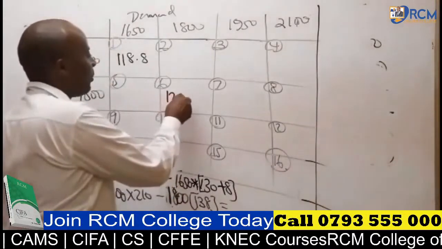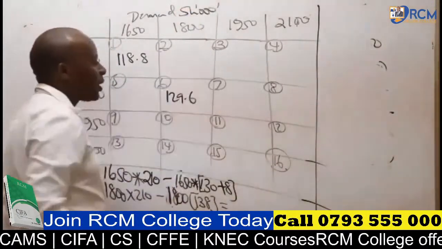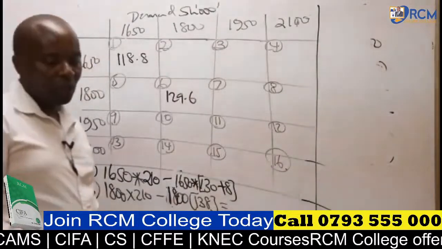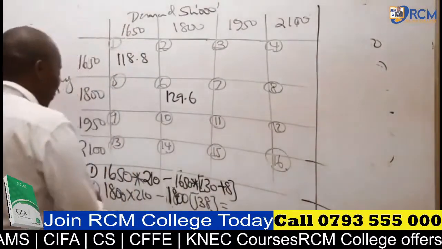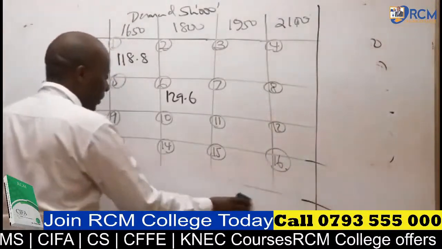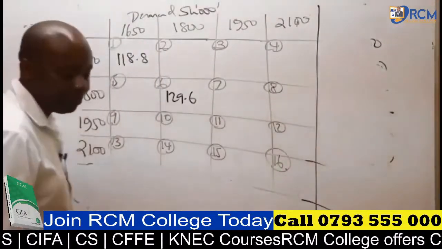129.6. I want my figures to be in shillings thousands. Pay of table in shillings thousands. So please go to number 11. Somebody give me the one of number 11 very fast. Perfect matches first. I would want to get rid of them.